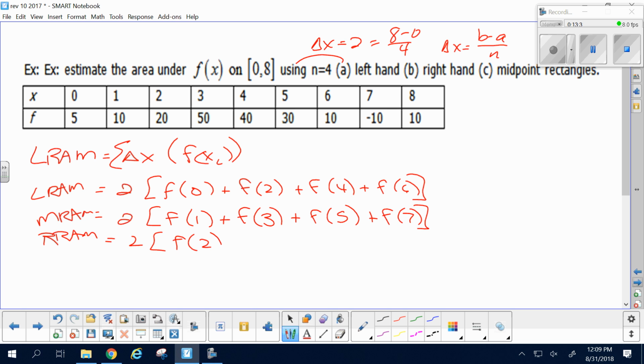F at 2, 4, 6, and 8. All right. Now, if you're thinking, I don't think this is hard at all, I agree. We're warming up slow. It'll get harder. Moving on.